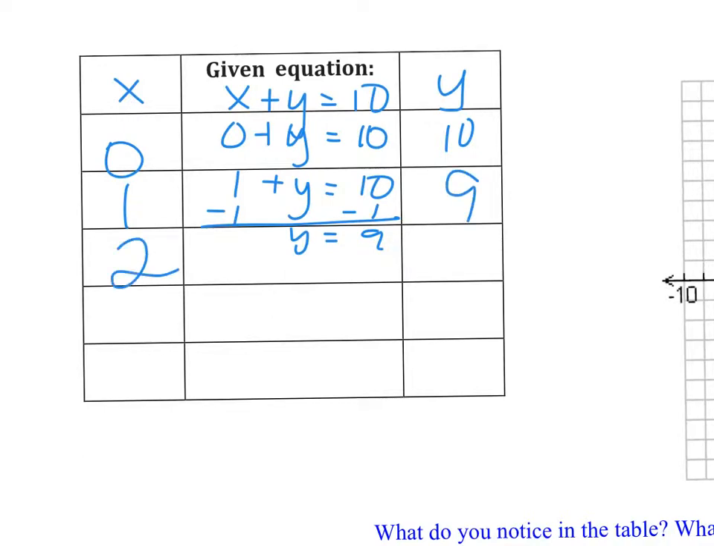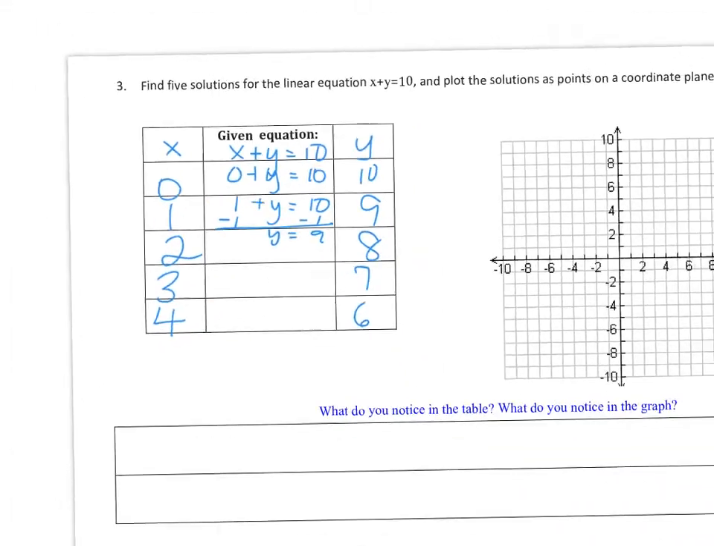What's 2 going to give me? 8. 3 is going to give me 7. And 4 is going to give me 6. It's going down by 1. Okay, let's plot those points.